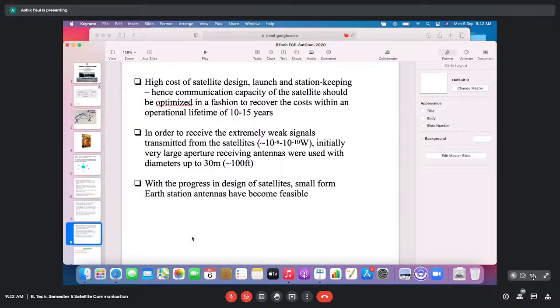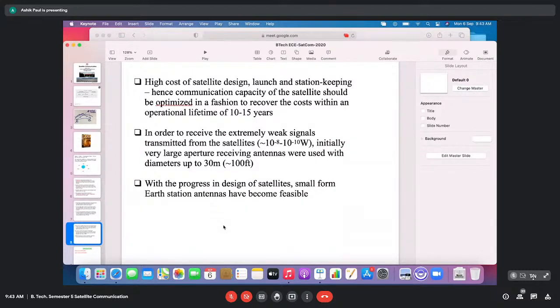So the communication capacity of the satellite should be optimized, because if we want to maximize the communication capacity, we may end up making the satellite too heavy. That will once again push up the cost of launching the satellite and putting it successfully in the geostationary orbit. So it should be such that the manufacturer could recover the costs within an operational lifetime. It may not be 10 to 15 years; I think 10 to 15 years is being highly optimistic. Typically, the cost recovery time is about 7 to 8 years.